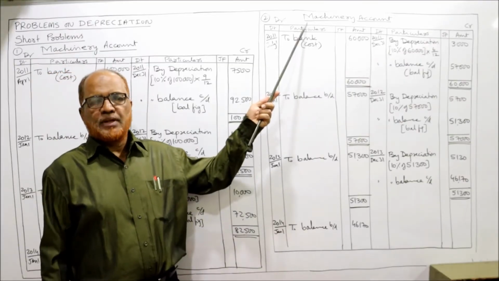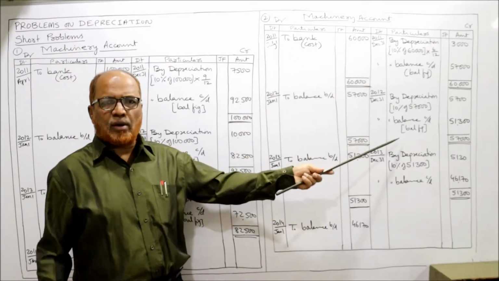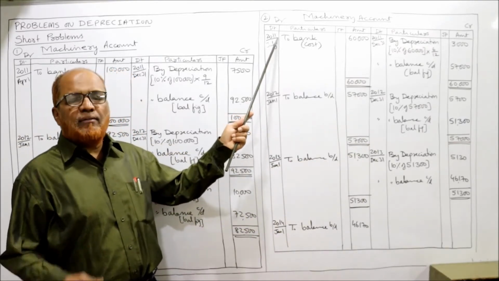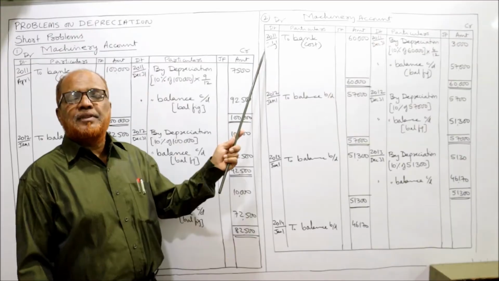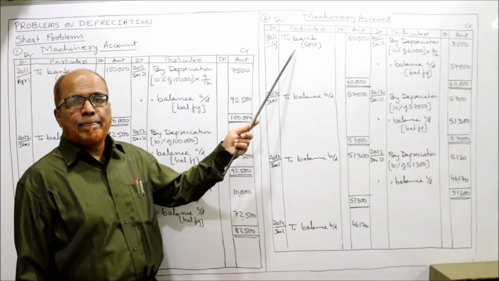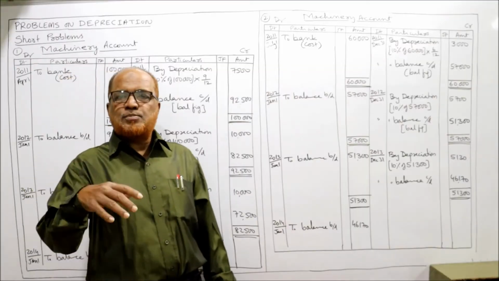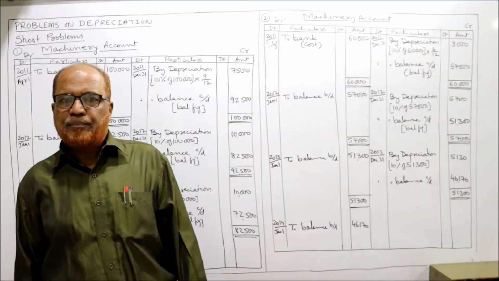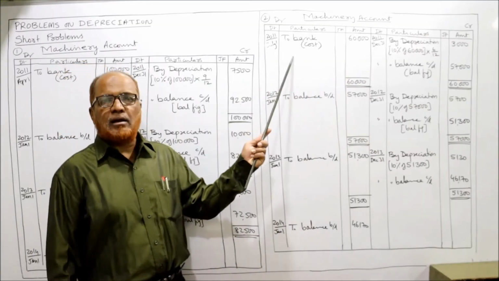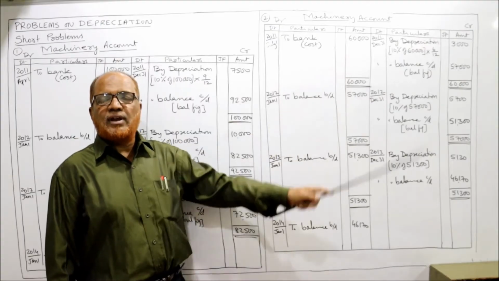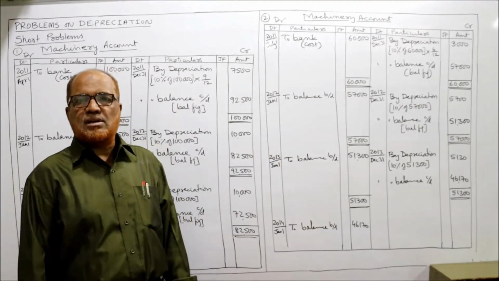Machinery account. Again exactly the same ledger account format that we have done in the previous problem. Debit side, 2011 July 1st. The machine was purchased on 1st July 2011, so to bank. When a machine is purchased, the entry, as I just told you, is machinery account to bank. So machinery account debit side, to bank. Cost. What is the cost of the machine? 60,000. Now every year the accounts are closed on 31st December.